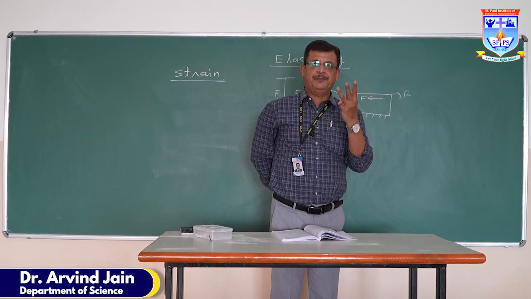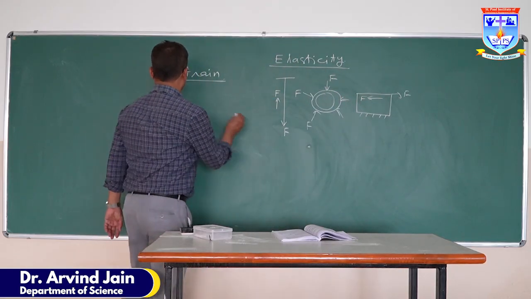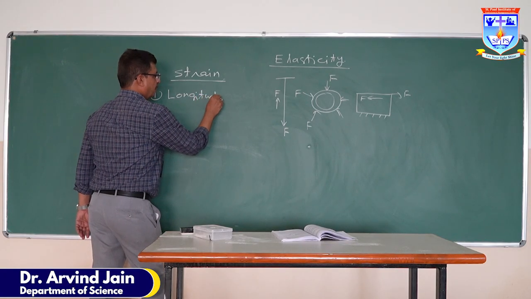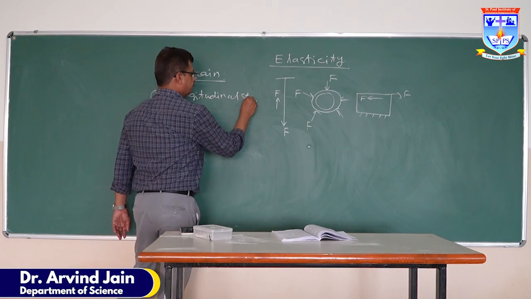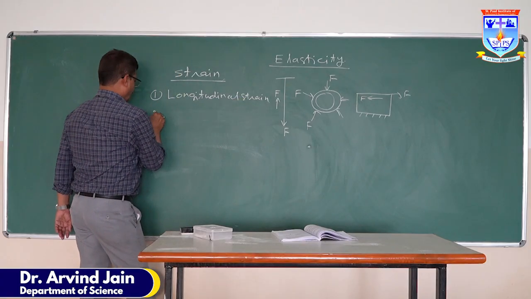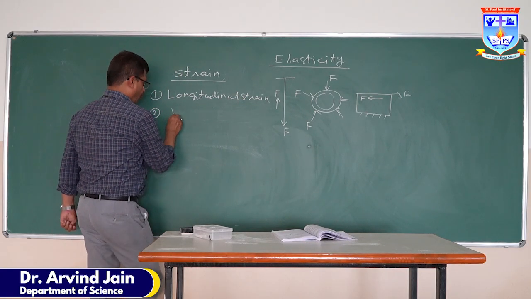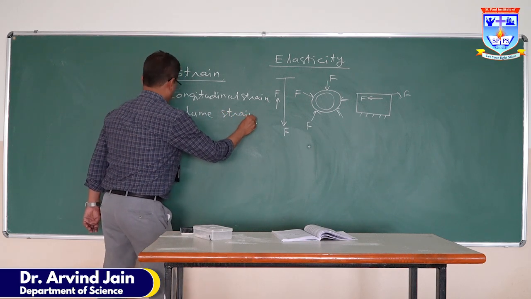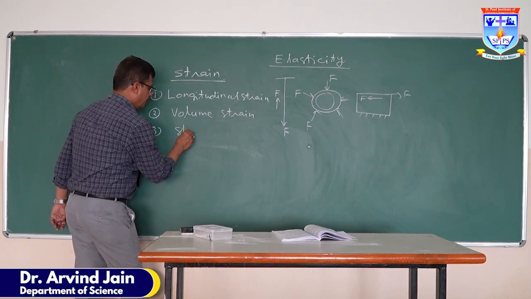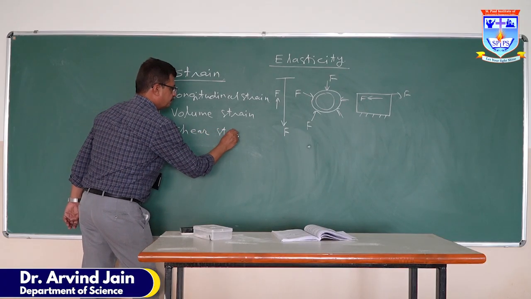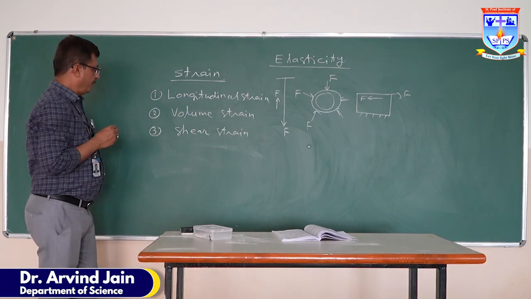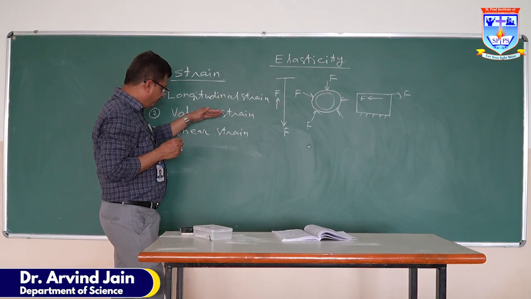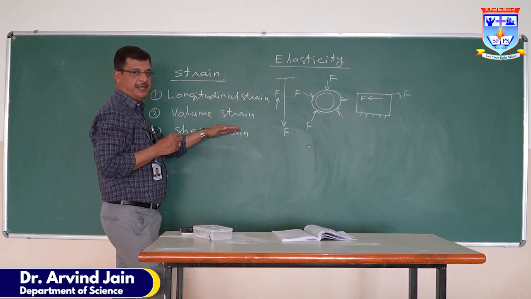So there are three types of strain. First is longitudinal strain. Second is volume strain. Third is shear strain. Okay, so strain is of three types: longitudinal strain, volume strain, and shear strain.